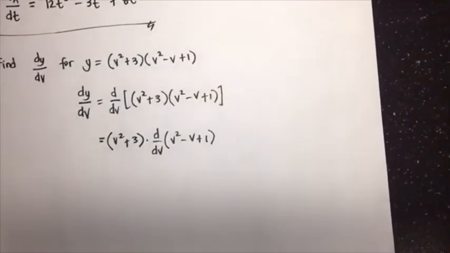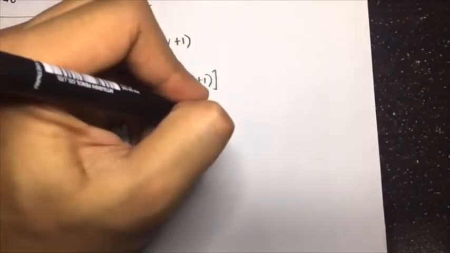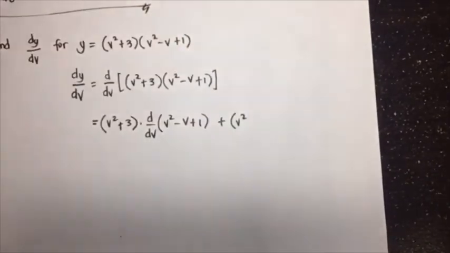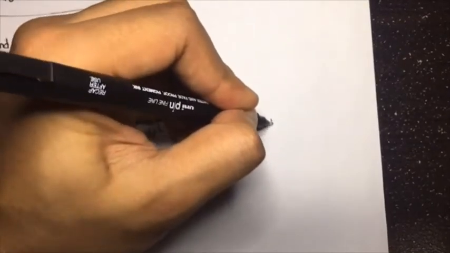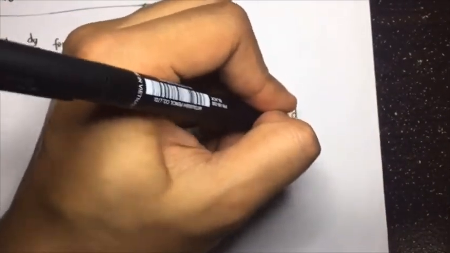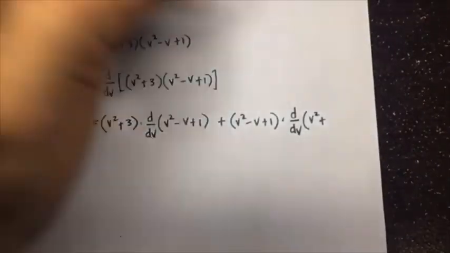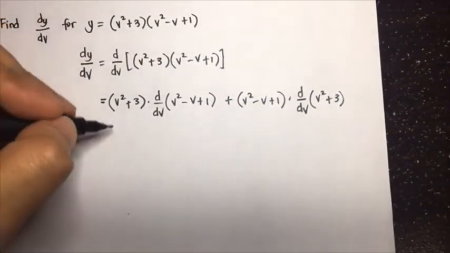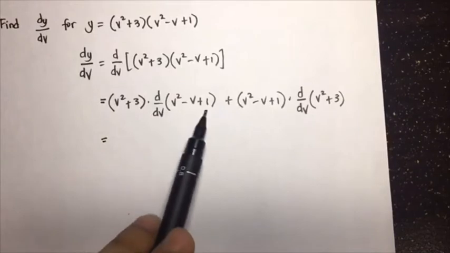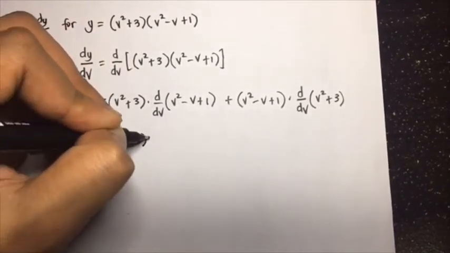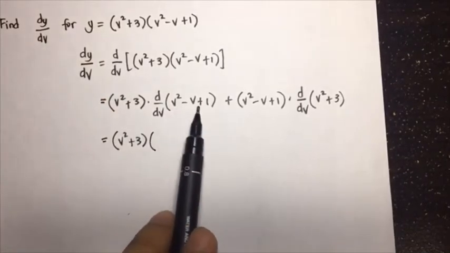Okay? So plus the second term, copy v squared minus v plus 1 multiplied by the derivative of the first term. So d over dv of v squared plus 3. Okay? So, copy the first term and then derive the second term. So, v squared plus 3 multiplied by, so derive each term.